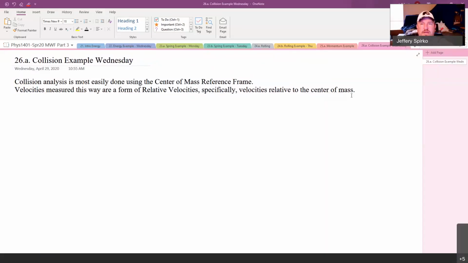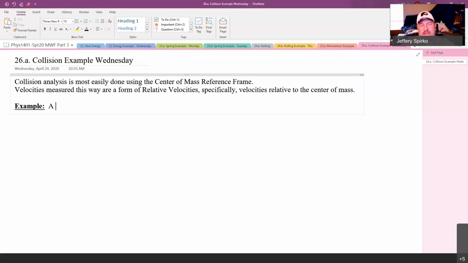Okay, we're here to do an example of a collision, and I'm going to use a method for collision analysis that I really think you should use. I'm going to ask a question about center of mass velocity, using the techniques that I'll be demonstrating here and the techniques that I discussed in the notes. So here's the setup.